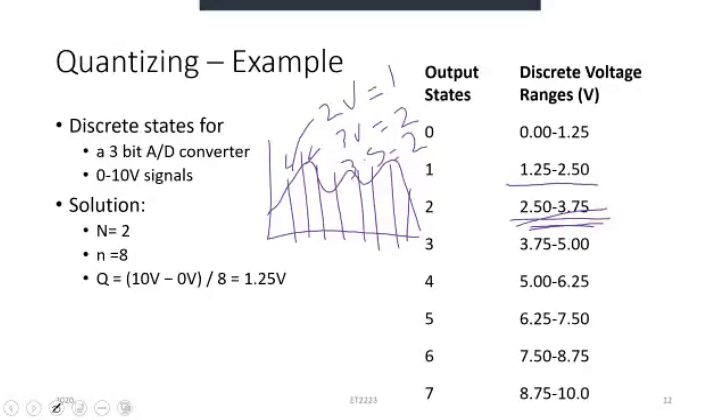Similarly, we will take observations for each sample and find out within which of these discrete voltage ranges it is going to fit, and then we will get the corresponding output state. So that is basically quantizing.